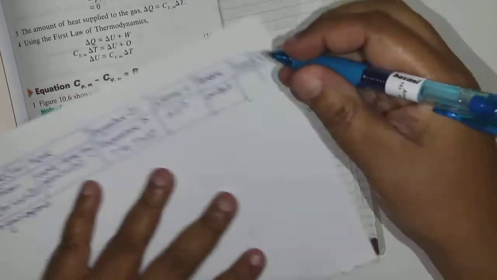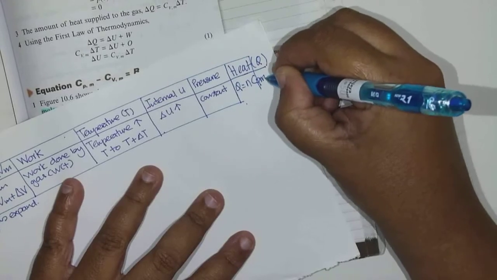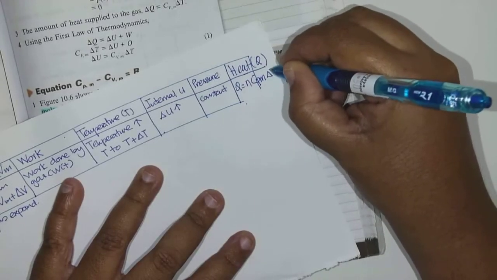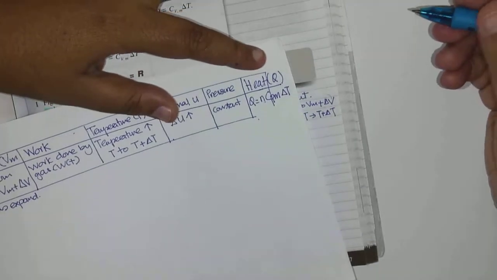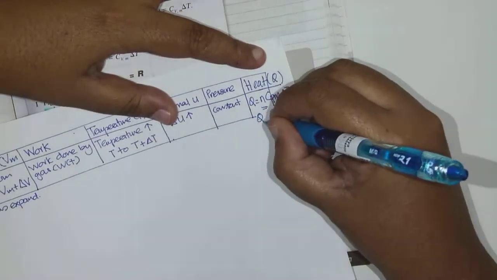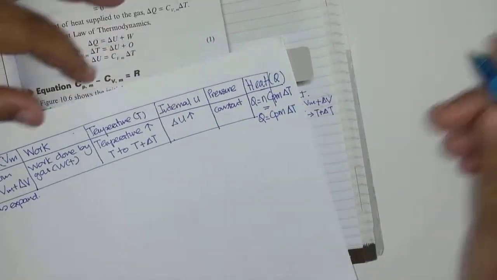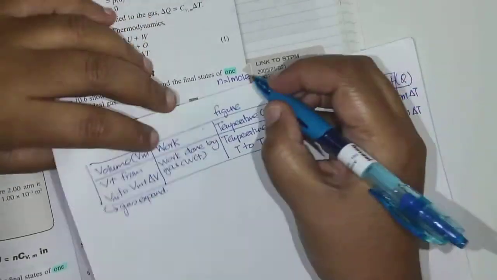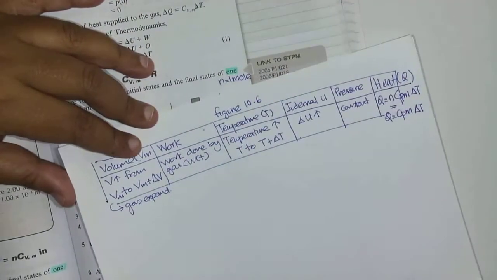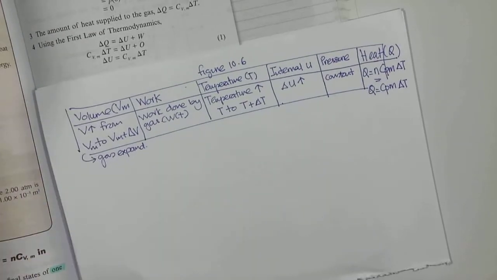Here I'm going to write down Q equals nCpm theta, which I'm going to replace with delta T because of the textbook. So since n is 1 mole, Q equals Cpm delta T. This is the analysis from figure 10.6. Alright, so then what happens, class?